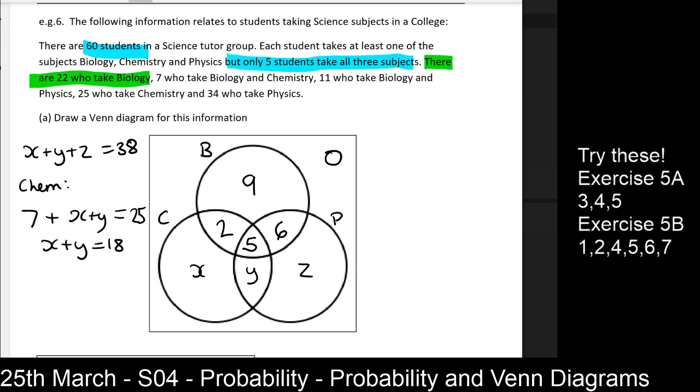Okay, so remember the whole of the chemistry circle has to add up to 25, so the 2 and the 5, apologies for forgetting about that, that has to add up to 25. So I can now put X plus Y equals 18 into that first equation. So I've got 18 plus Z equals 38, Z equals 20.